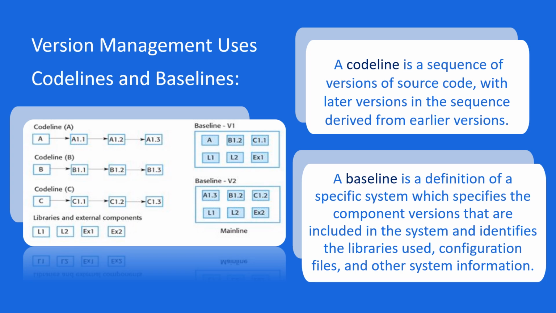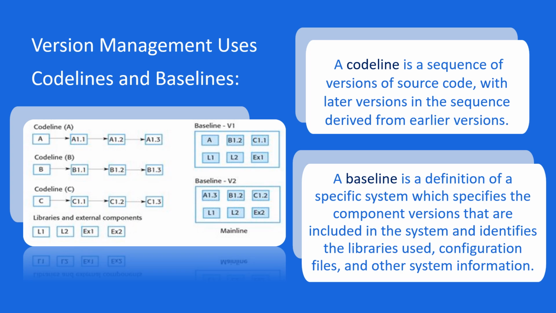Since version management is a management of code lines and baselines, we first need to know what these are. A code line is a sequence of versions of source code with later versions in the sequence derived from earlier versions. Code lines normally apply to components of systems so that there are different versions of each component. Meanwhile, a baseline is a definition of a specific system. Baselines are controlled, which means that the component versions used in the baseline cannot be changed. However, it is always possible to recreate a baseline from its constituent components.